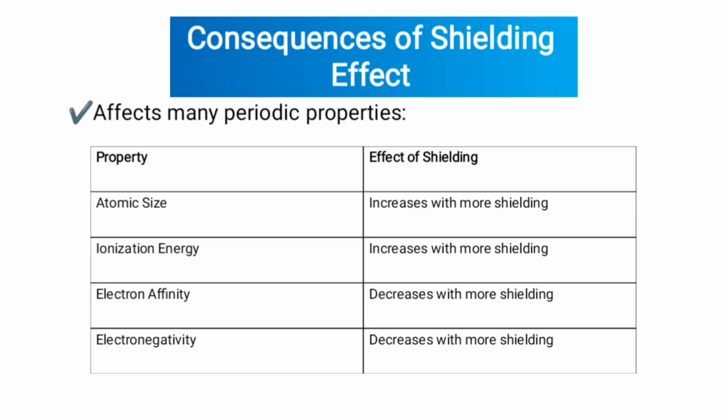Now, consequences of shielding effect. Shielding effect affects many periodic properties, like atomic size. With more shielding effect, atomic size increases. Ionization energy decreases with more shielding effect. Electron affinity decreases with more shielding. Electronegativity also decreases with more shielding.